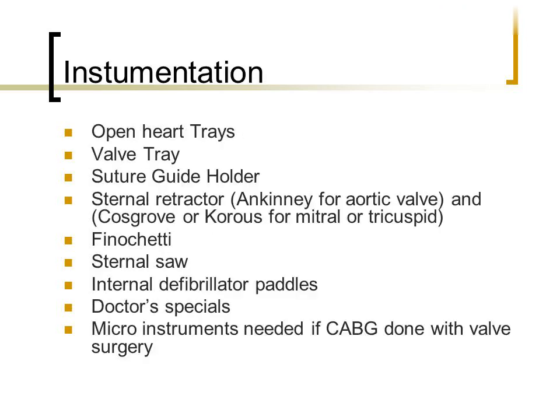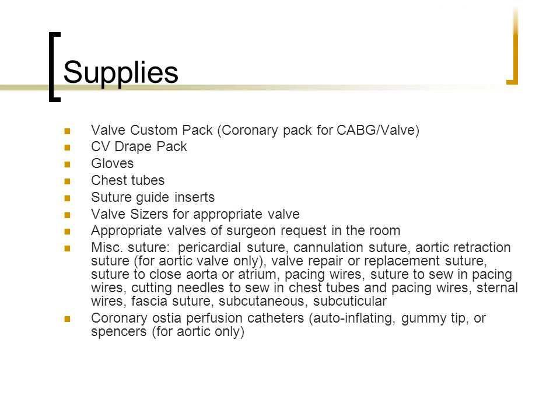Instrumentation: open heart trays, valve tray, suture guide holder. Sternal retractor: Ankeny for aortic valve, and Cosgrove Orca-S for mitral or tricuspid. Finochietto. Sternal saw. Internal defibrillator paddles. Doctor's specials. Micro instruments needed if CABG is done with valve surgery. Supplies: valve custom pack, coronary pack for CABG/valve. CV drape pack. Gloves. Chest tubes. Suture guide inserts. Valve sizes for the appropriate valve. Appropriate valves of surgeon request in the room.